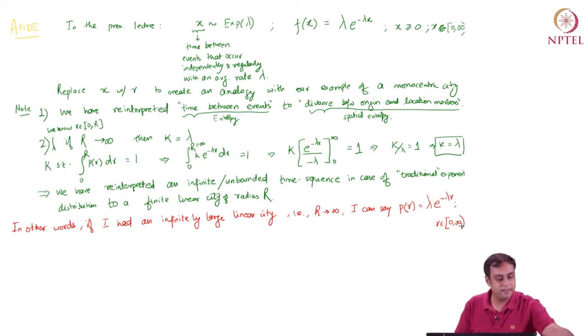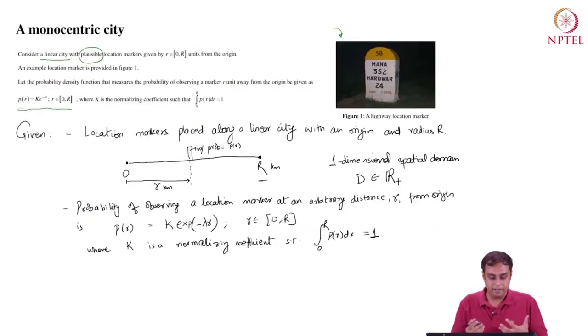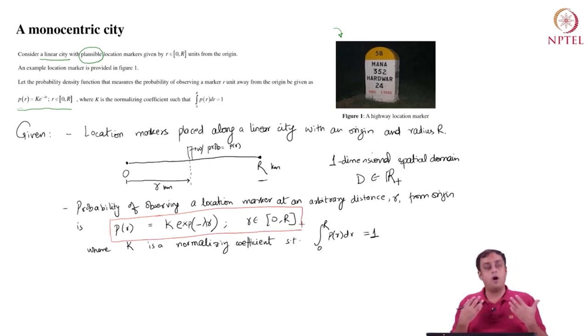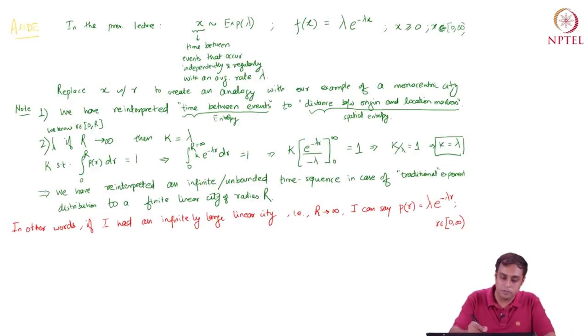Okay. So now we've completed this exercise of adapting what we had seen as a spatial interpretation of the exponential distribution that we covered in the last class to understand entropy, to understand spatial entropy over space, right? So now we are going to go step by step, use this probability distribution of location markers over a linear city with the schematics that are there on your screen, and get to the point where we understand the entropy of a city and how we interpret it in the physical world.